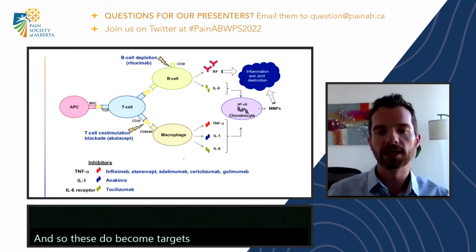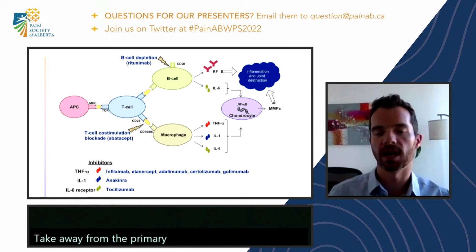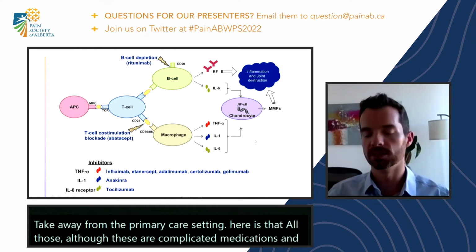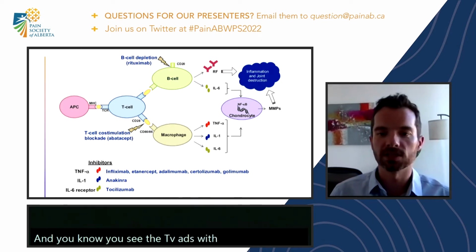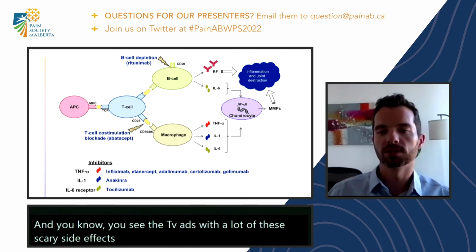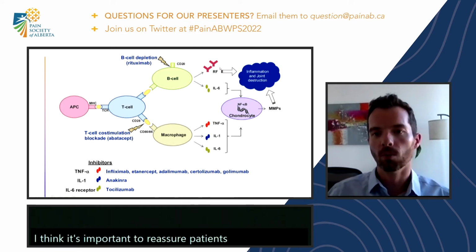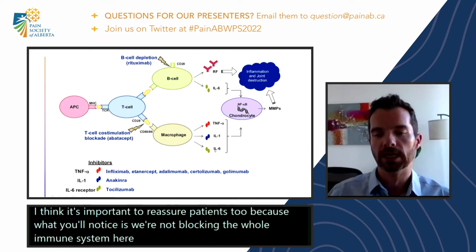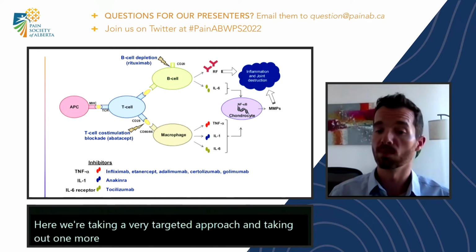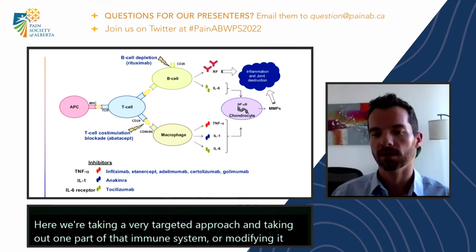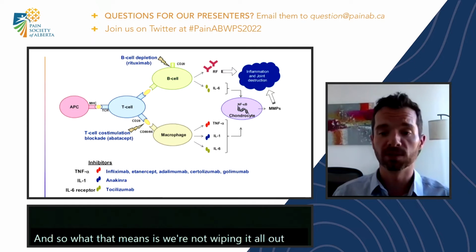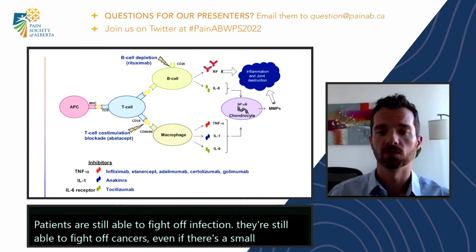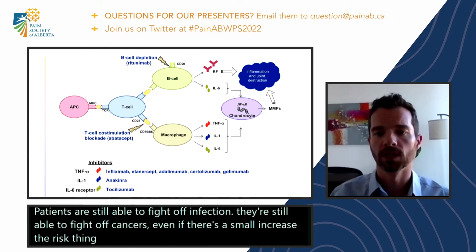I think an important takeaway from the primary care setting here is that although these are complicated medications, and often you see the TV ads with a lot of these scary side effects, it's important to reassure patients too, because what you'll notice is we're not blocking the whole immune system here. We're taking a very targeted approach and taking out one part of that immune system. We're modifying it. And so what that means is we're not wiping it all out. Patients are still able to fight off infection. They're still able to fight off cancers, even if there's a small increased risk there.